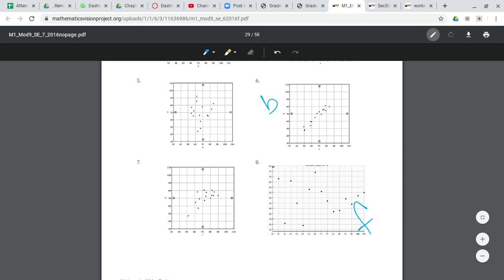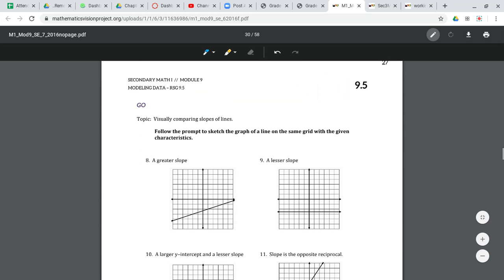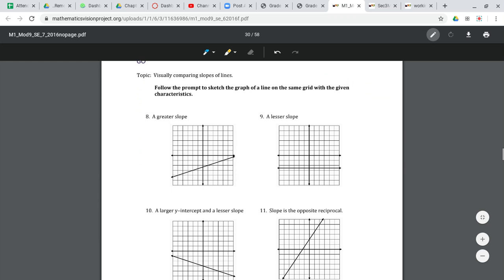So like I said, the closer the number is to 1 or negative 1, that means it's close to being in a nice straight line. The further away it is, so the closer to 0, the more spread out the data is. Okay, and the last section. This is visually comparing slopes. So follow the prompt to sketch the graph of a line on the same grid with the given characteristics.